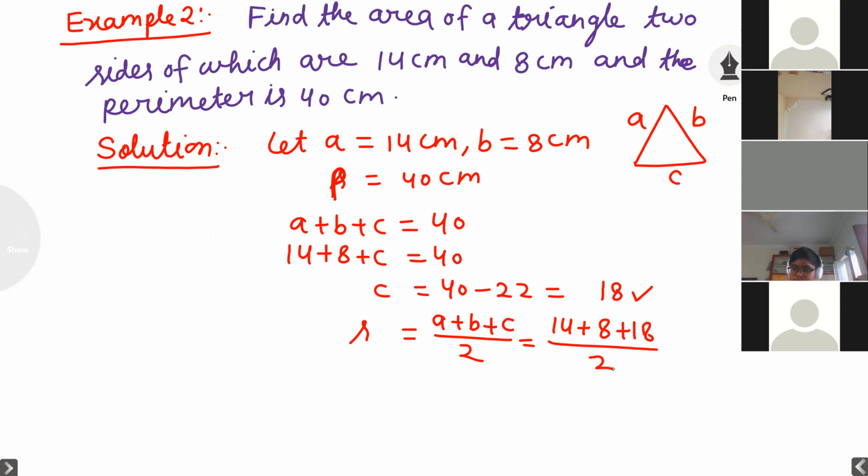P is perimeter, students, and S is semi-perimeter. Don't confuse, because students are getting more confusion here. Perimeter means sum of measure of all sides, and semi-perimeter means A plus B plus C by 2. Got it? Now 14 plus 8 is 22, plus 18, 40. 40 by 2 is equal to 20.